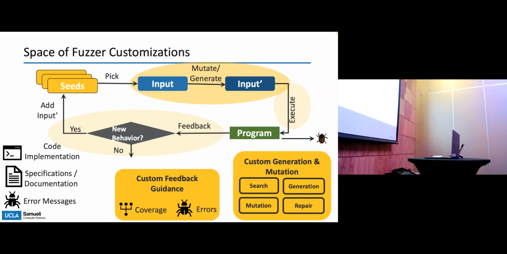If you now have to think about what is the most important slide of today, I would say this slide. What I've really been doing is making customizations from three angles. One is mutation and generation. The other one is feedback. And the other one is reducing execution. And why do I put yellow, but in a different shade?